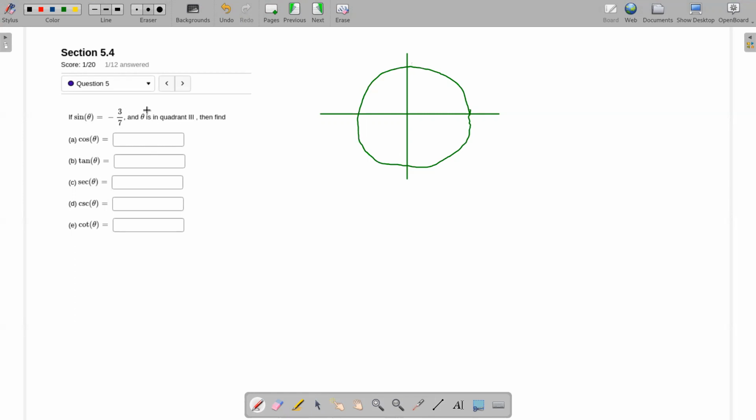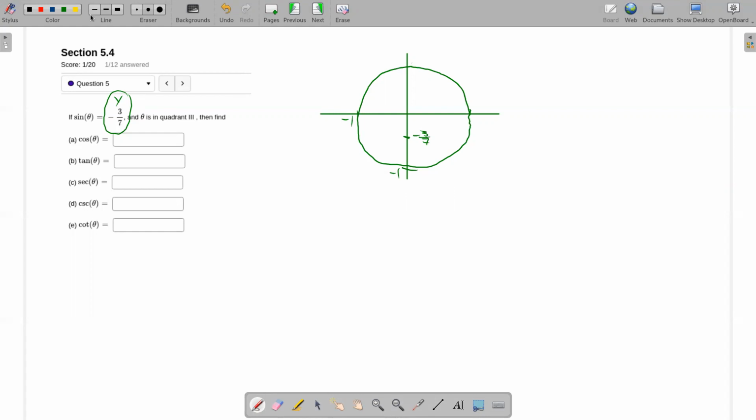I like to work with the unit circle, radius 1, makes things a little nicer in my opinion. Sine is a y value. So on the circle, I'm looking for y equals -3/7. So over here y is -1, that would be down here. 3/7 is a little less than half, so that's probably around right here.